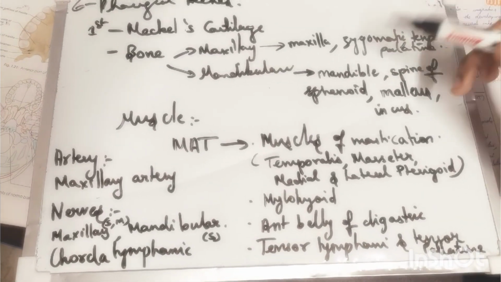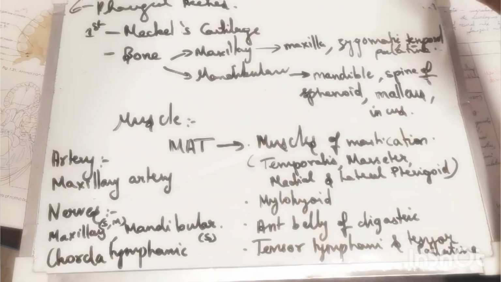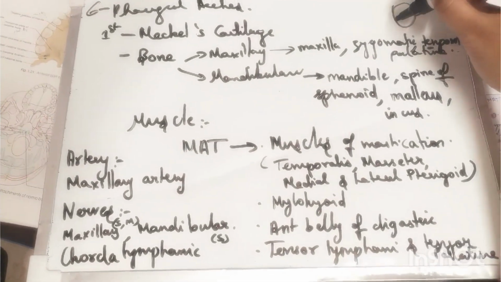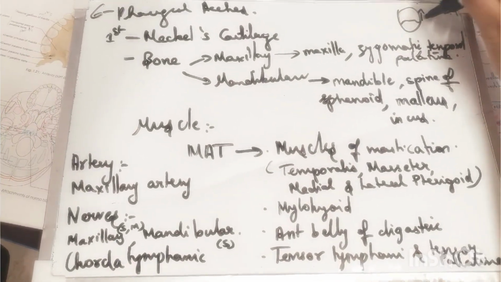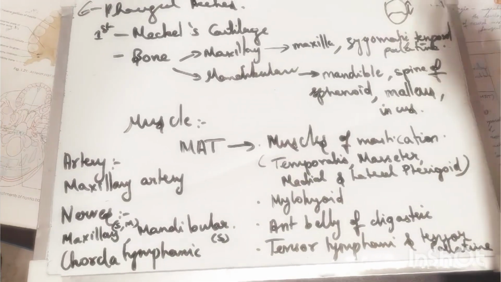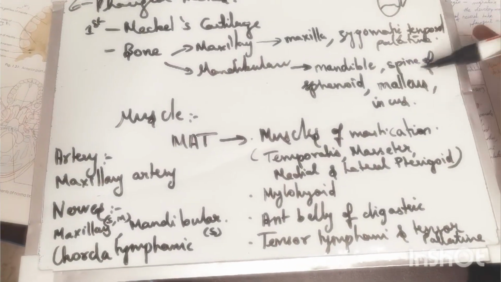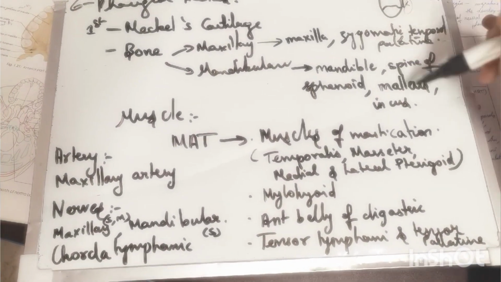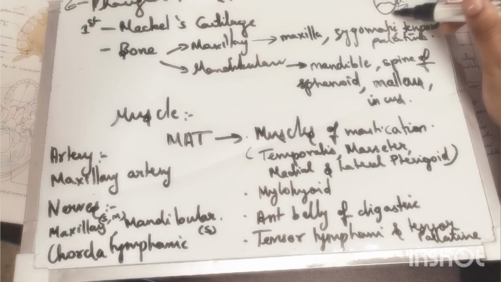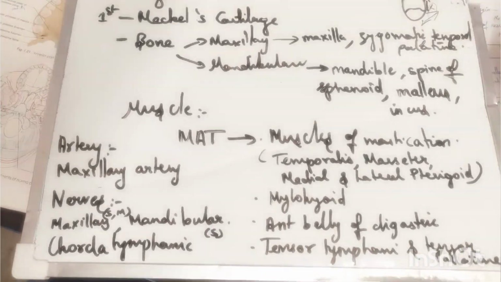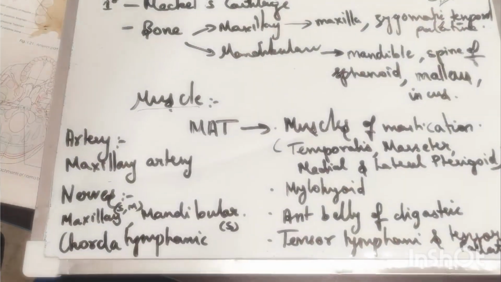It's pretty easy. These are all present around the face. If this is the face, you have all this over here. You can remember it like that. Mandible and spine of sphenoid, and then you have the malleus and incus in the ear, so you can remember it like this. Pretty easy. And next we are having the muscles.